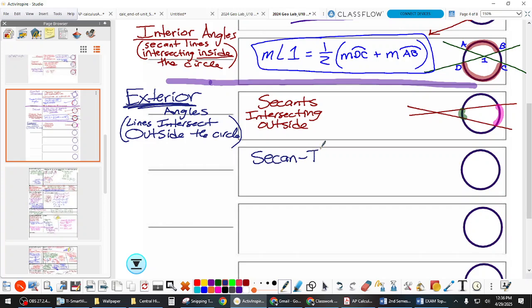All right, next is secant tangent. If you are using colors for your highlights, try to keep the big and the small the same color in each of these so that you have that reference.